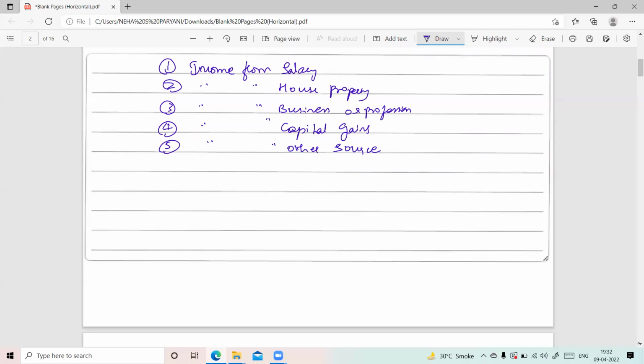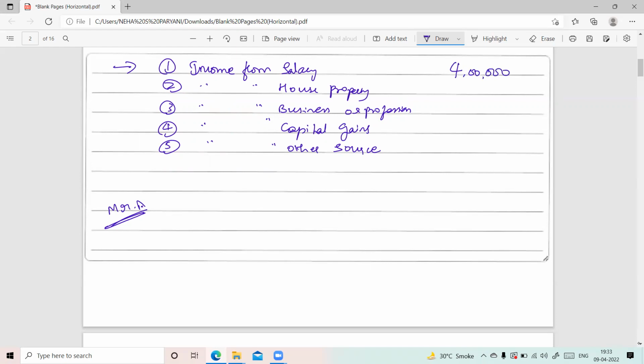Now assume that there is a person called Mr. A. Mr. A is an individual and he is working in some company, so he will be receiving income from salary. We'll take it on a yearly basis. So income from salary of Mr. A per annum is, suppose, 4 lakh rupees.